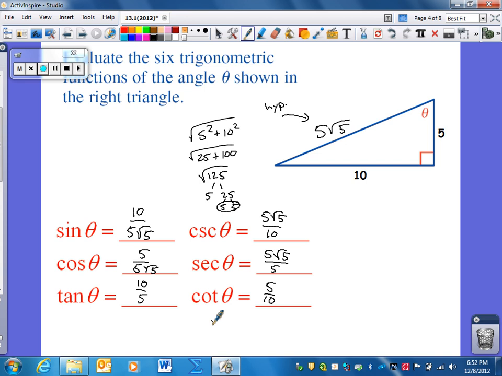And then we just have to simplify. So I'm going to go over here and do sine. Times root 5 over root 5. So I got 10 root 5 over 25. You can simplify 10 and 25. They're both divided by 5. 2 root 5 over 5. That's 2 root 5 over 5.